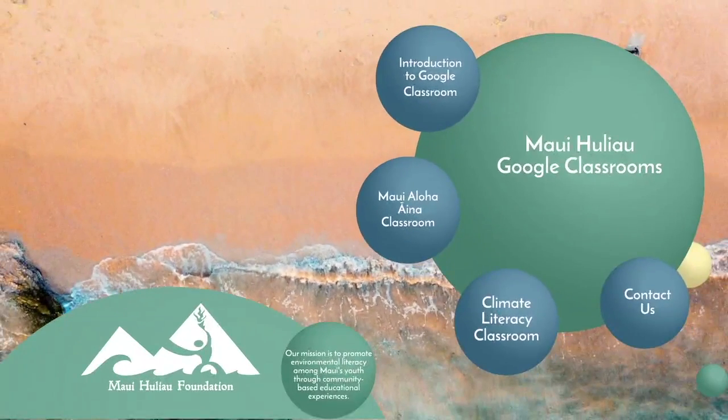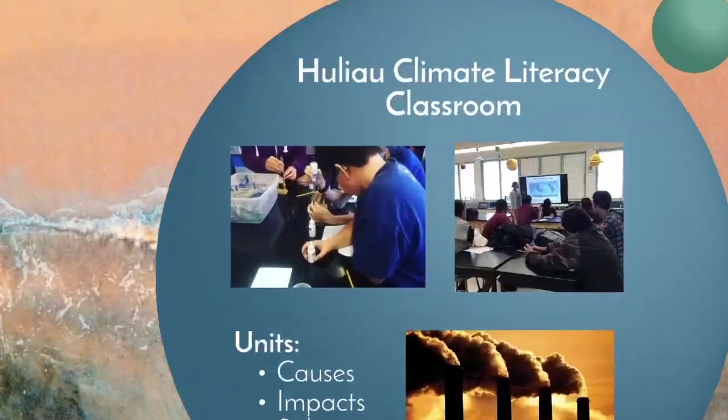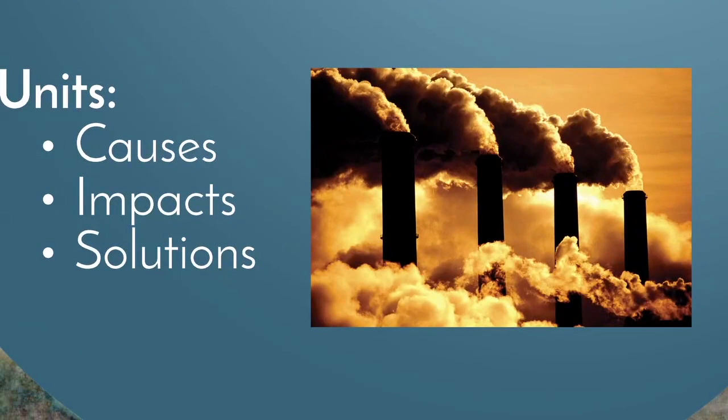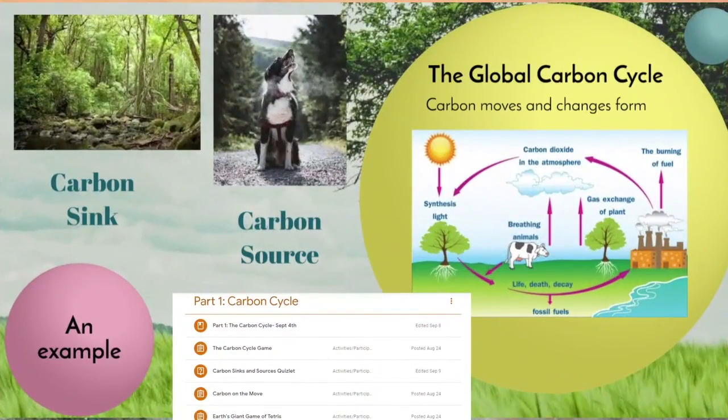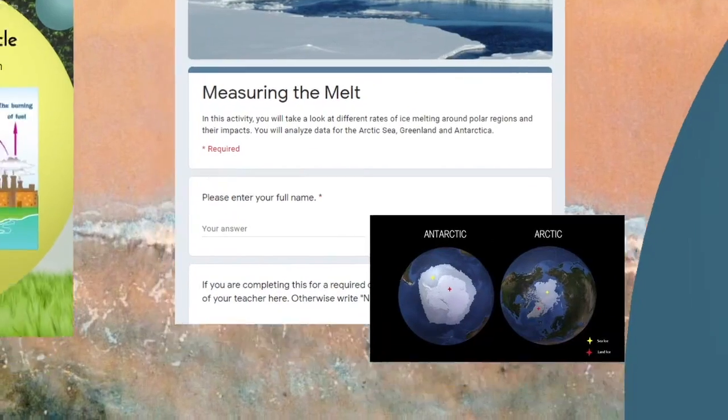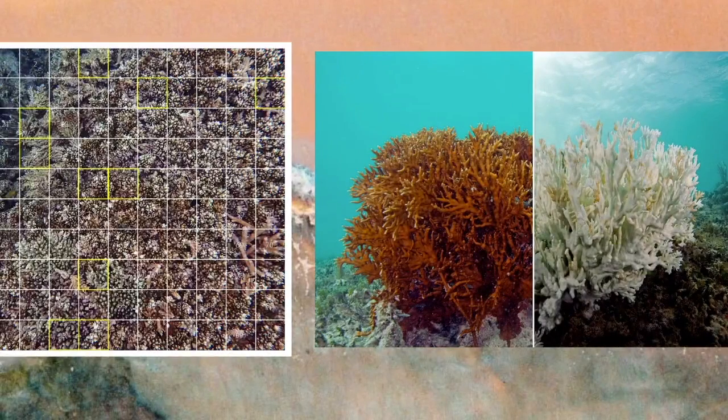The Huliau Climate Literacy Project was launched in fall 2017. The goal is to work with science teachers in grades 8 through 12 to integrate hands-on climate literacy activities into their curriculum. The 3 main units are causes, impacts, and solutions, each with student activities. The 3rd unit on climate change solutions will be released in spring. A few examples of activities include an introduction to the carbon cycle and the impacts of carbon dioxide in our atmosphere, analyzing sea and land ice declines, and exploring coral reefs and the impacts of a warming ocean.